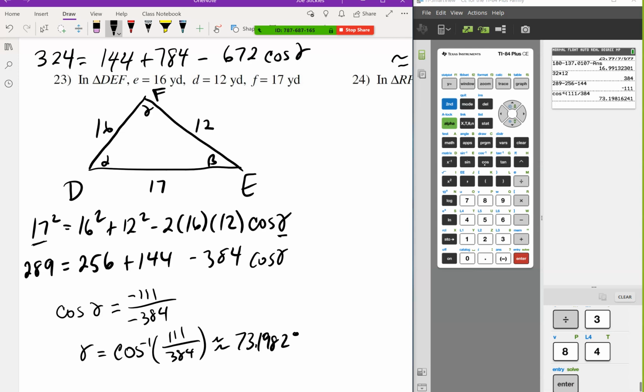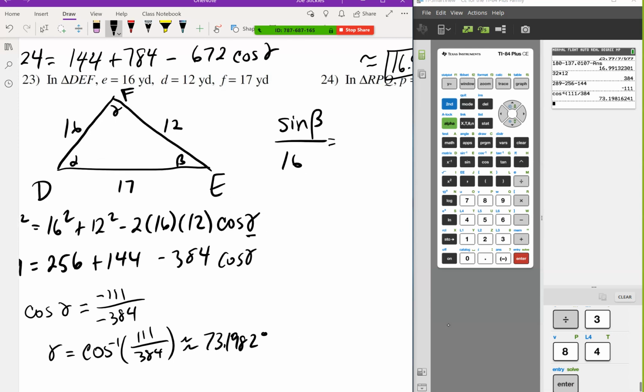And just to mix it up again, just a review from what we talked about last time, let's use law of sines. The sine of beta over the 16. You can use law of cosines, it doesn't matter. I just find that the law of sines is shorter. It's a smaller formula. Sine of beta over the 16 is going to equal the sine of the 73.1982 over 17. So that's the angle we just found, the gamma, over the 17.